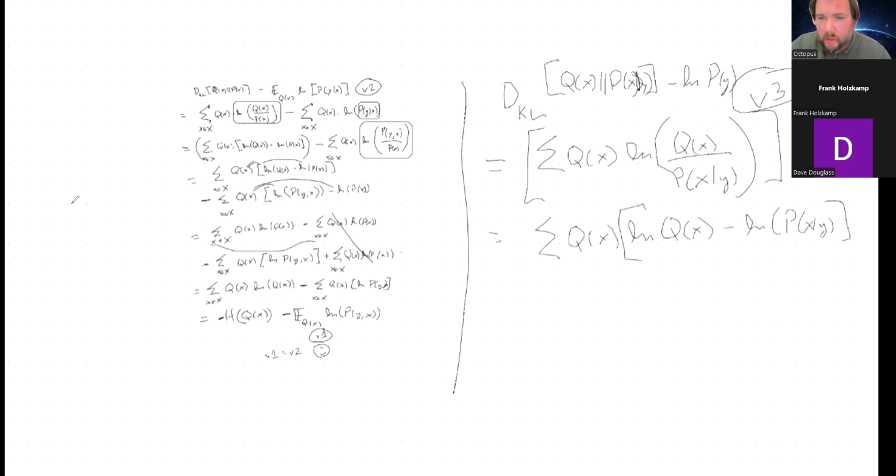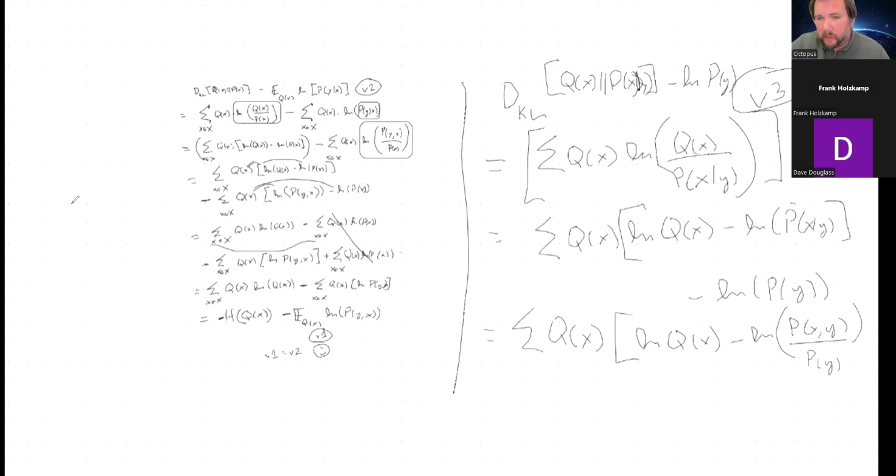Okay. And then still minus this natural log of p of y term. Now I'm going to do the same thing again where I look at the definition of the probability of x given y. I'm going to rewrite the probability of x given y as the probability of x and y divided by the probability of y, and still minus the natural log of the probability of y.